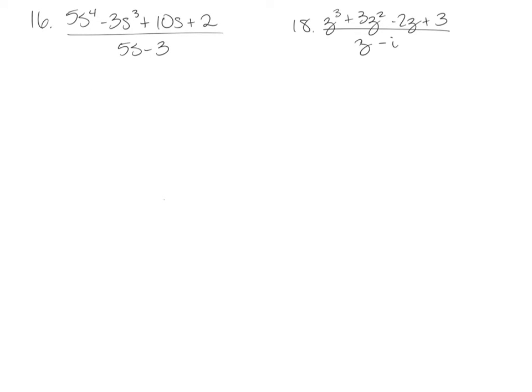Okay, so let's look at 16 now. 16 says 5s to the fourth minus 3s cubed plus 10s plus 2 all over 5s minus 3. If anybody's noticing a problem, it's because the binomial in the denominator has a constant greater than 1, namely 5. And we need to figure out how to get rid of that 5. So the way to do that is to solve by taking out a 5 from the denominator real quick. So you have 5s to the fourth minus 3s cubed plus 10s plus 2.